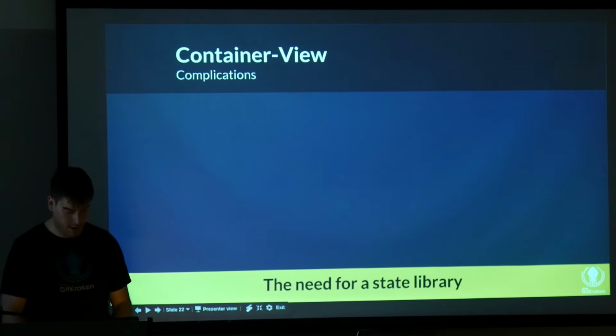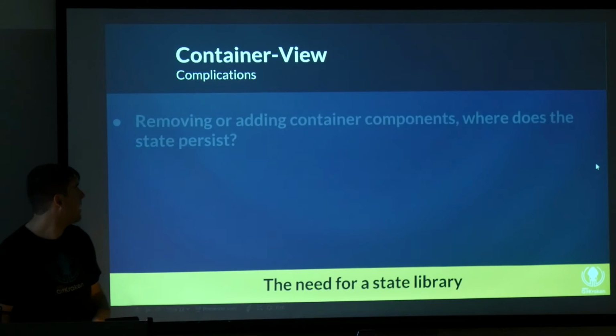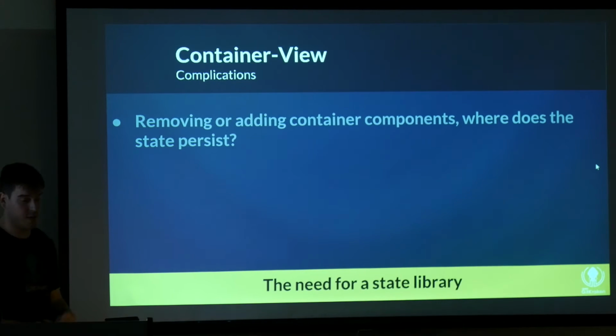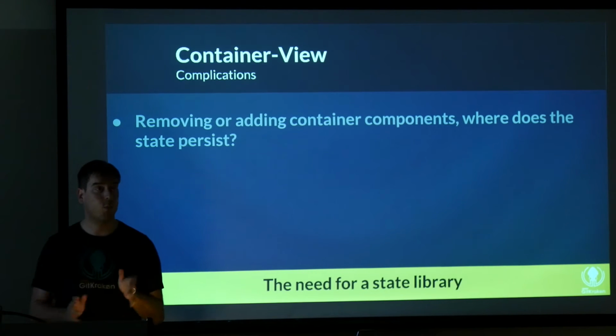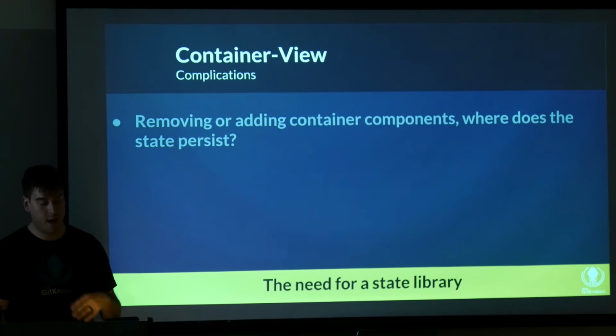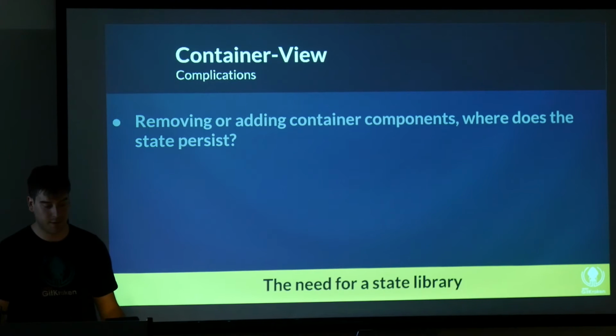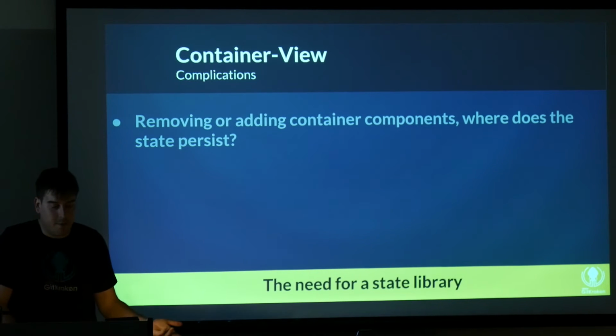Okay, so now that we've gotten through hoisting state, let's talk about the complications of just basic container view. For small applications, it works very well. But there are some questions that start coming up, such as if I want to remove or add other container components, where should I put that state? So now I have multiple container components. Where does that state go?